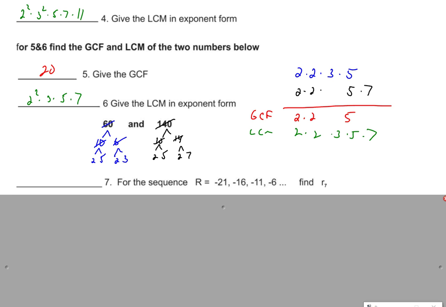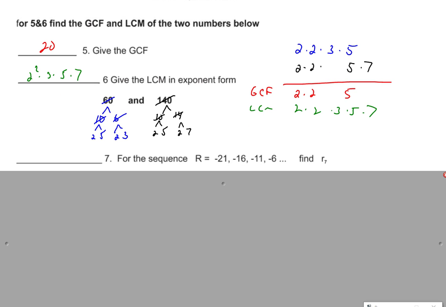Just be careful when you're factoring. Again, let me remind you, what number do I see students often leave and not factor prime? The number 4. So be careful with those 4s. Make sure you get them to 2 times 2, right? That will affect you, and you don't want to do that.